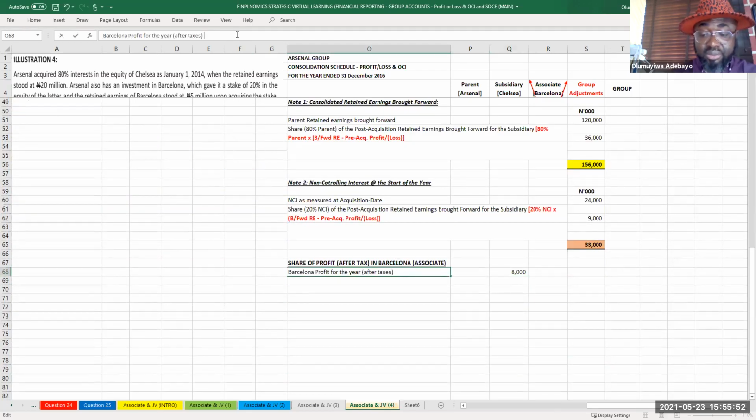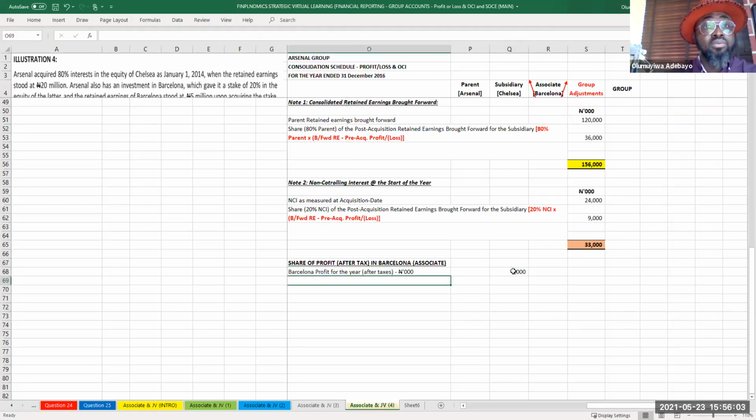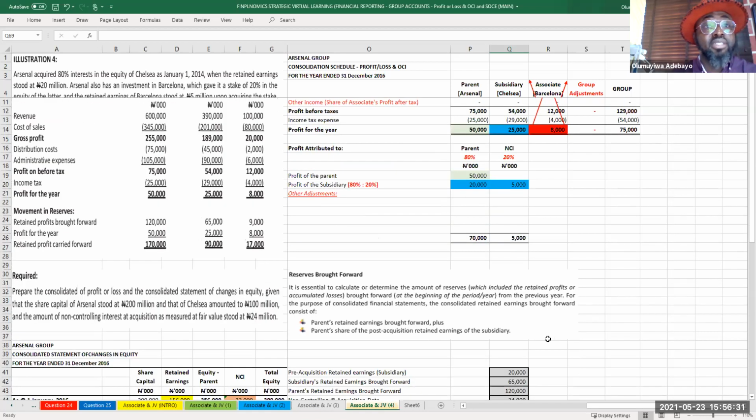Remember, all figures are in thousands of naira. Now, that's the first item there. Now, what is the stake? Arsenal stake in Barcelona is what percentage? Barcelona, we gave a stake of 20%, 20%.